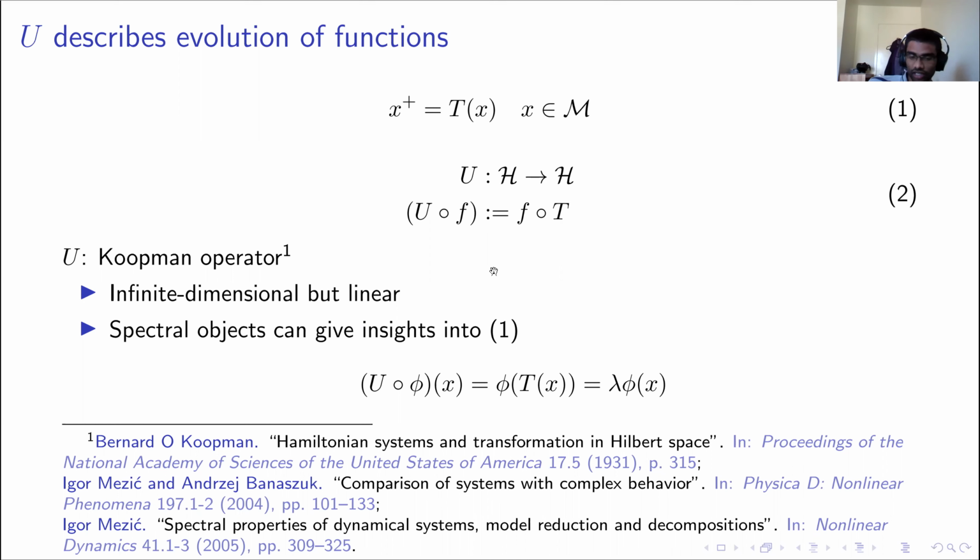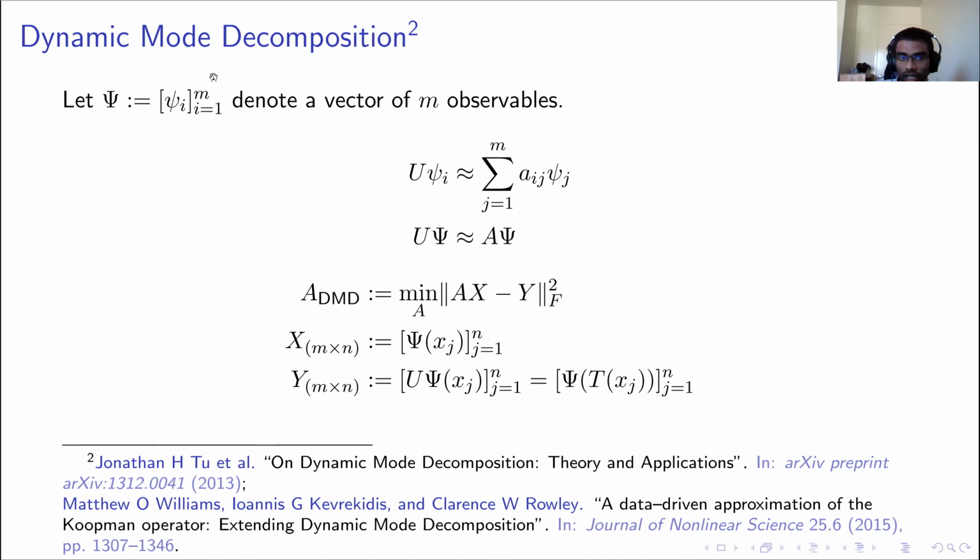So naturally, you like to approximate this operator, and a popular algorithm to do that is dynamic mode decomposition. So here you choose a set of observables that you're interested in, and then you try to approximate the image of each observable in the span of the observables themselves. This ends up being a linear regression problem where you have two matrices, one being the samples of the observables at sample points, and the other being the image of the observables at the same sample points.